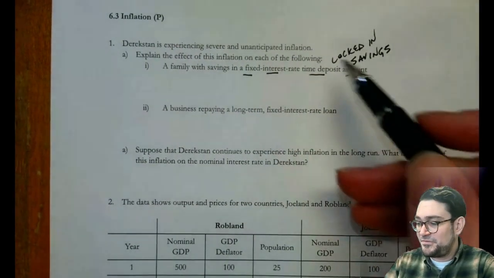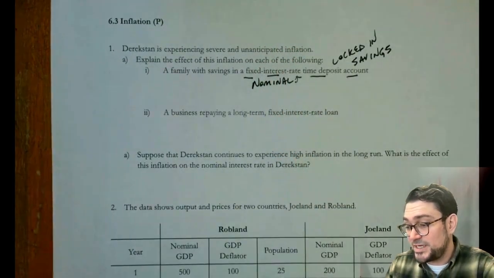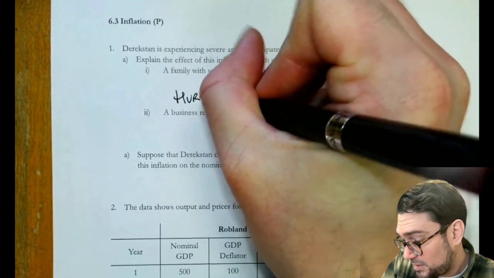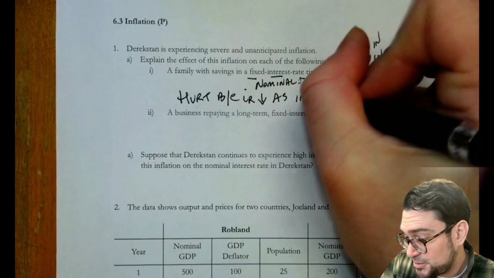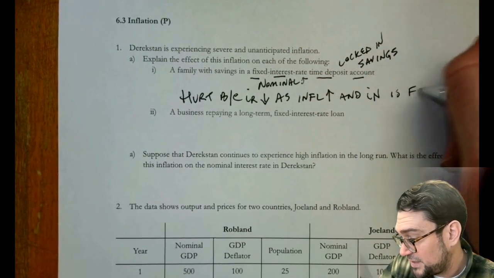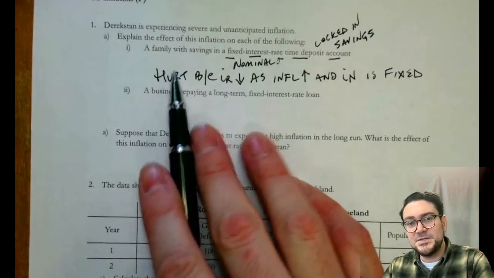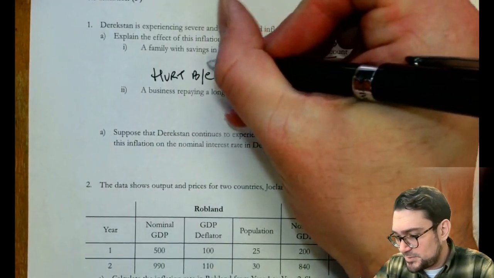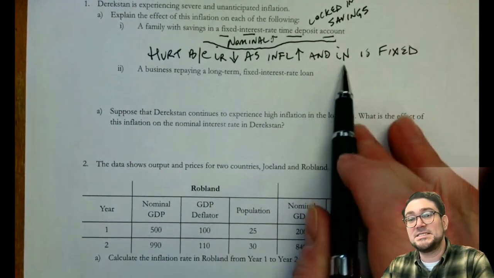And so as a result, their fixed interest rate is a nominal fixed interest rate, which means their real interest rate is decreasing. So we're going to say hurt because I sub R decreases as inflation increases and I sub N is fixed. So that's a little bit of a technical phrasing here to say what we're saying is that they're hurt. And the reason why they're hurt, right, that's the effect, is because their real interest rate is going to go down as the inflation rate rises and the nominal rate is fixed.